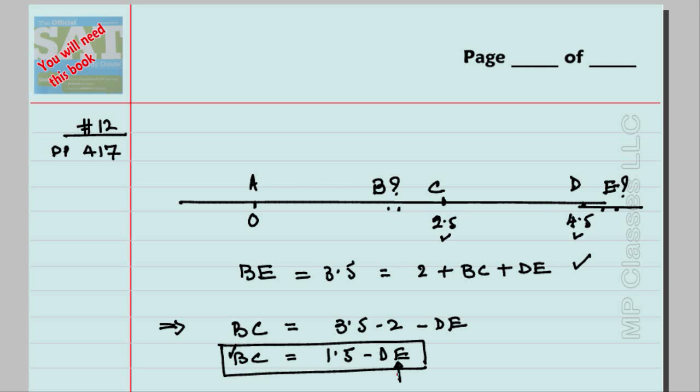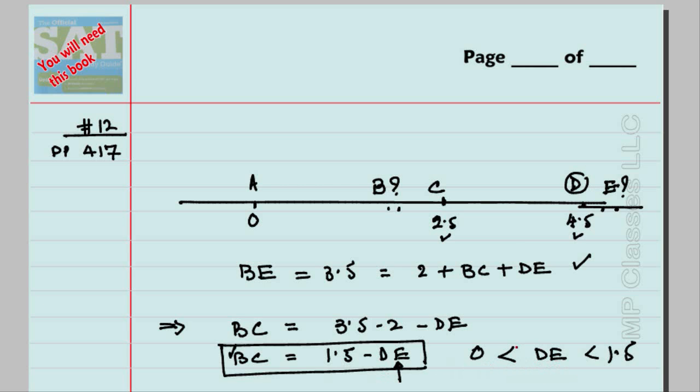Since DE is a length, what maximum value can it take? DE can be maximum 1.5, otherwise it will become negative BC. The length cannot be negative, so we say that DE will be less than 1.5. And what is the minimum value that DE can take? It will be greater than 0. If it is exactly 0, then the point E will lie on D, but that's not the case given, so it will be greater than 0.